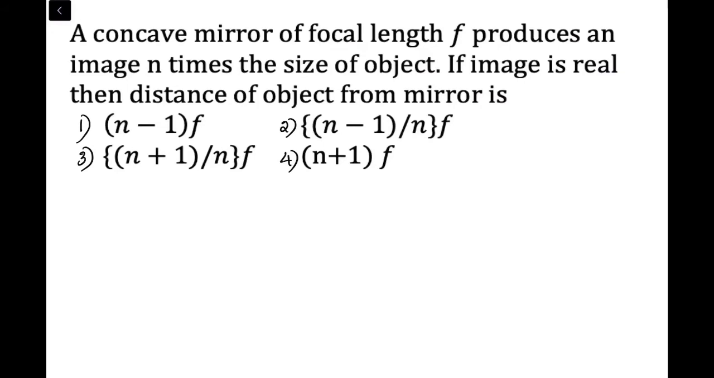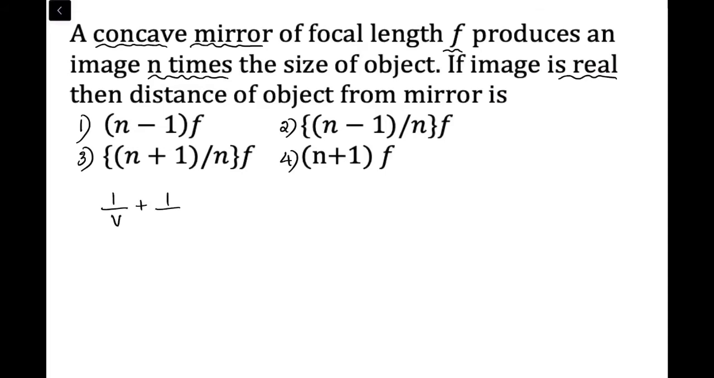We have a concave mirror, got it? Its focal length is f, and it's producing an image n times the size of the object. It's given that the image is real. If so, what is the distance of the object from the mirror? That means we have to calculate the value of u. Let's write what all things we know.